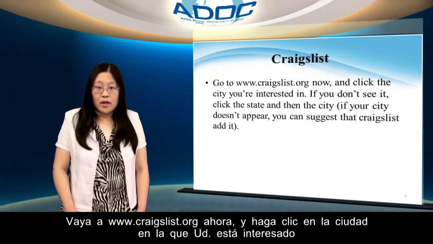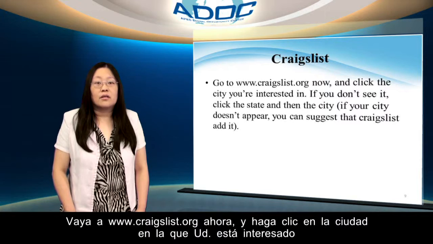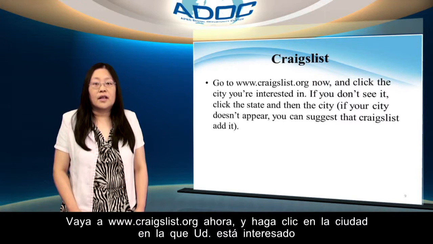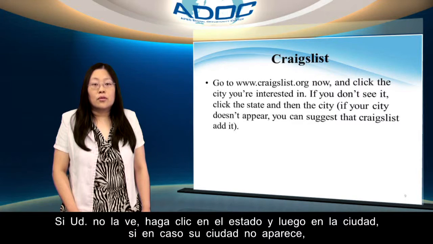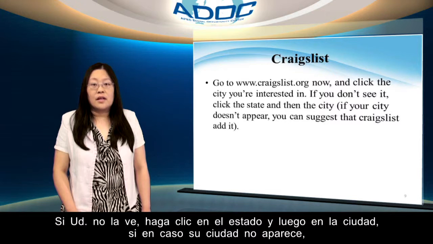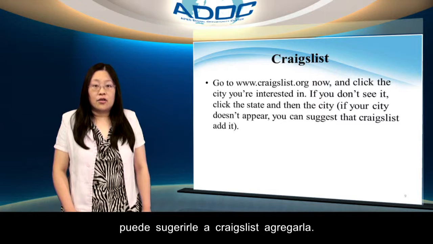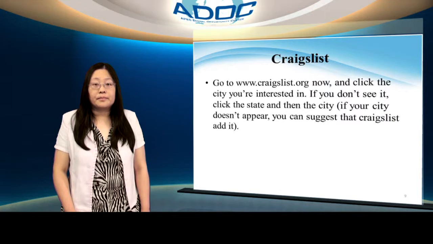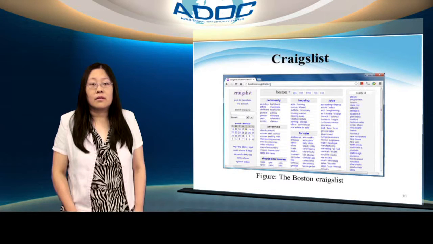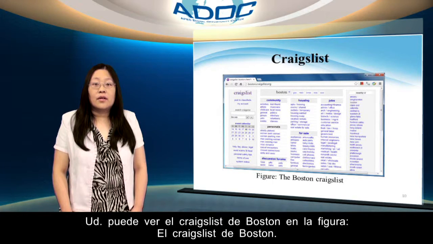Go to www.craigslist.org now and click the city you're interested in. If you don't see it, click the state and then the city. If your city doesn't appear, you can suggest that Craigslist add it. You can see the Boston Craigslist in the figure, the Boston Craigslist.